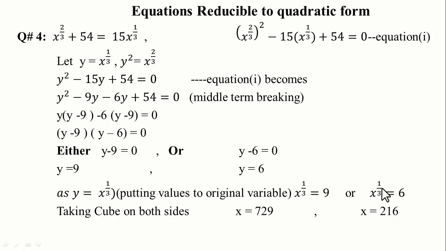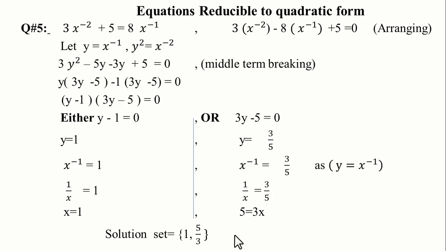Similarly, x to the power 1 upon 3 whole cube, the cube cancels out the 1 upon 3, and 6 cube is equal to 216. Then the solution set of the required equation is 729 or 216.